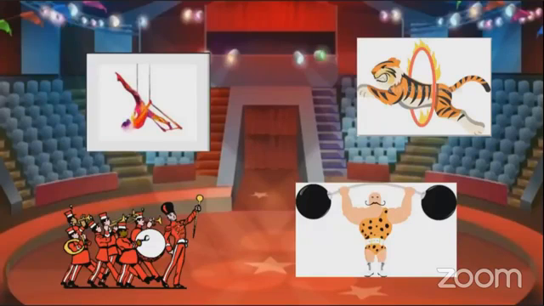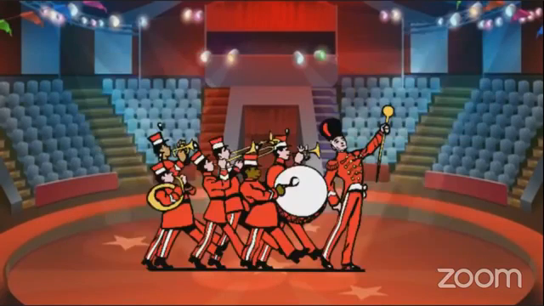All right, let's see. So we have a trapeze artist at the circus. We have a jumping tiger. We have a marching band and a strong man. Some of the things that we'll see in the circus and we're gonna work with in this presentation. So I want to introduce the moves with the marching band. In the marching band at the circus, we'll all be moving together in a group.